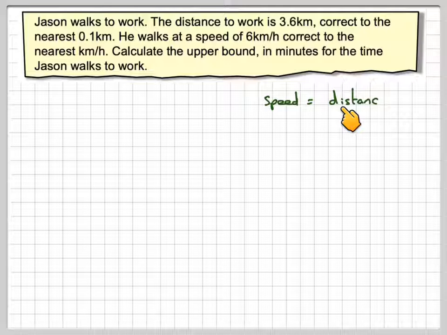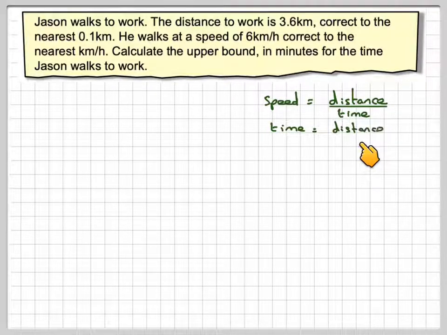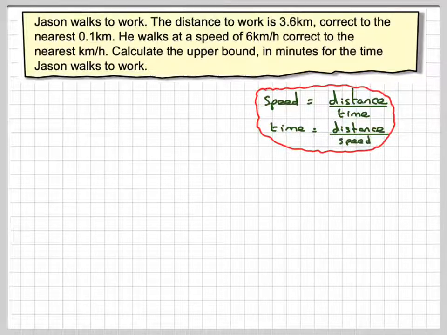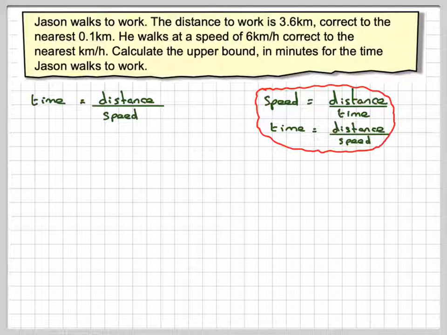Okay, we know that speed is distance divided by time, which means that time is distance divided by speed. So time is distance divided by speed. Right, we're going to do a division.